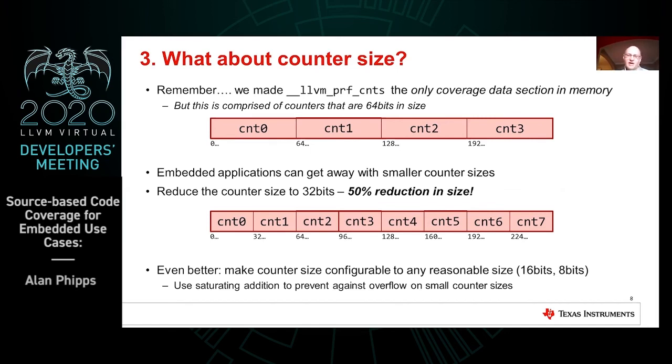Now, an obvious drawback here is that the smaller your counter size, the more vulnerable your counters are to overflow during execution. But instead of using a standard addition to increment your counters, you could use a saturating addition operation instead and prevent against that. You still won't have the accuracy of the counters if you do reach that limit, but at the very least, you'll be able to tell that the code path was covered.